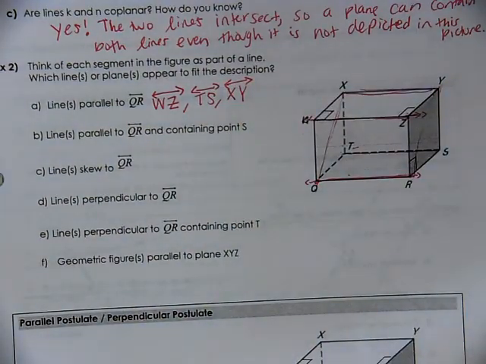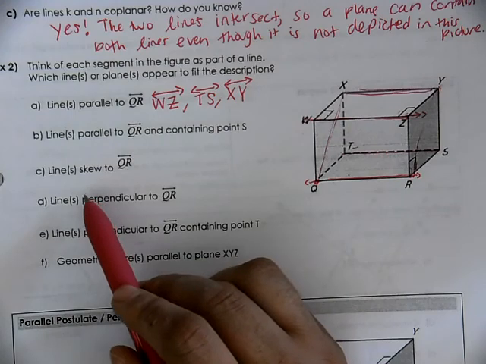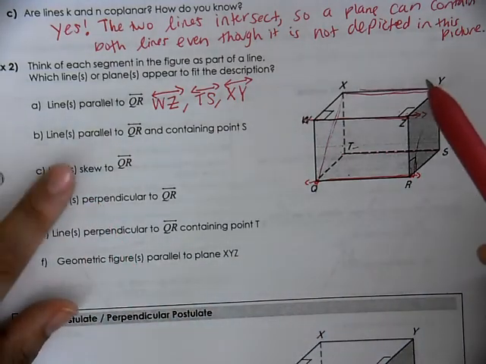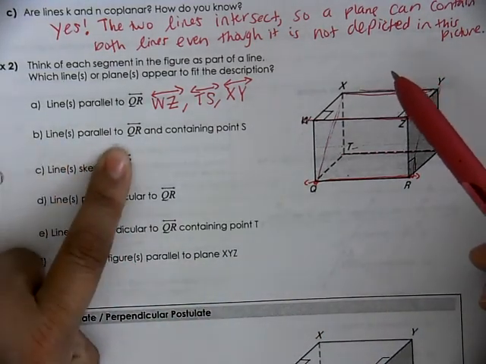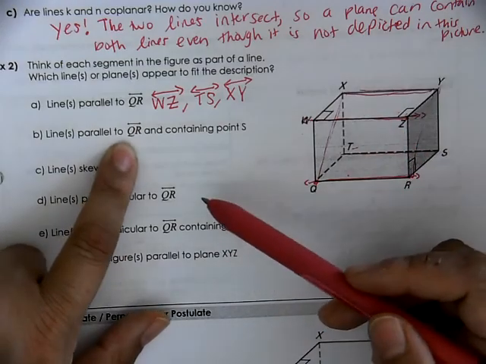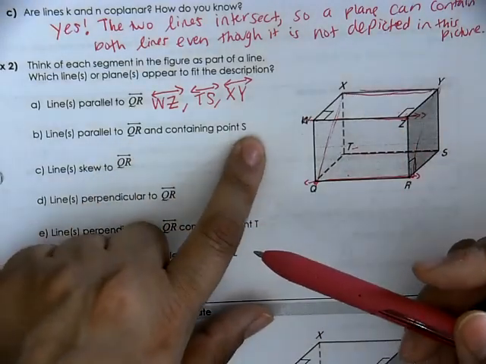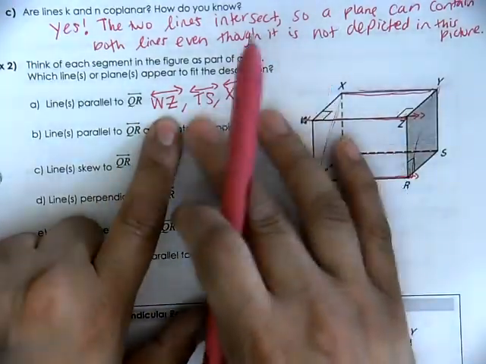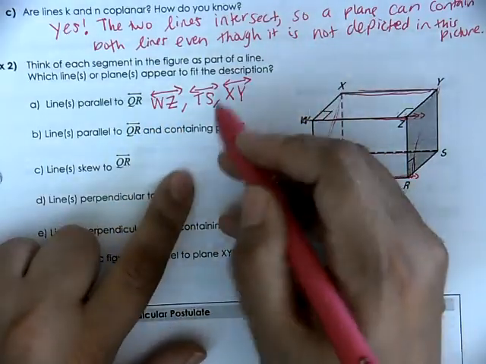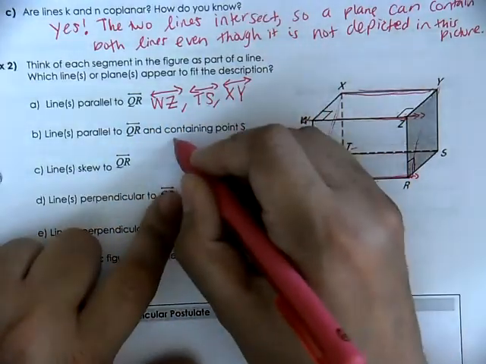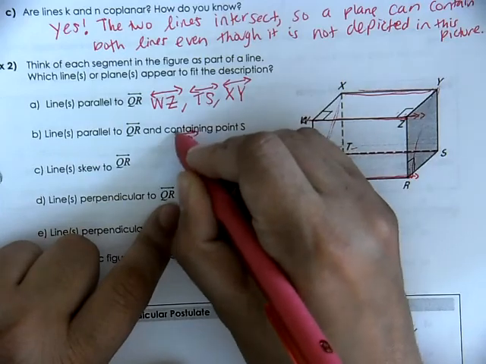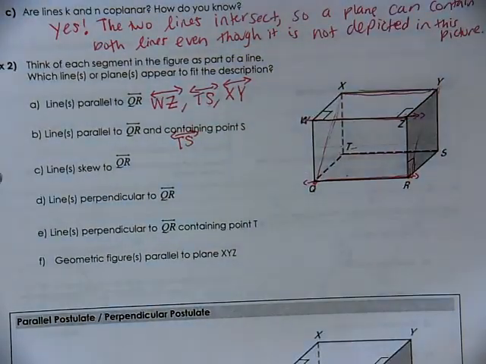Okay, and they're parallel because they don't intersect, but they are still coplanar. But in just a minute, we're going to look for skew lines, which are similar to that, but we'll go through that next. First, it says, can you identify lines parallel to QR, but they have to contain the point S? So look at your three choices. You can only pick one that has the point S right there. So this is TS or ST. That's it.